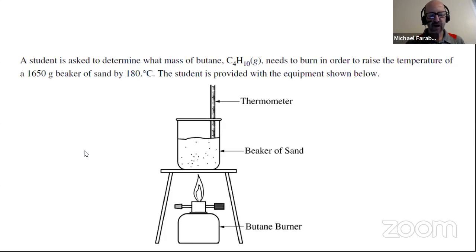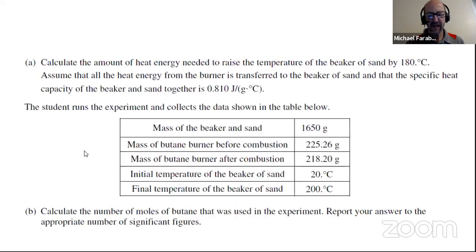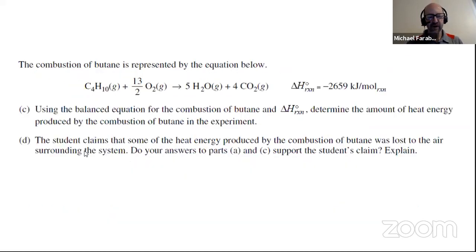You can see a picture of a beaker of sand with a thermometer in it and a butane burner underneath that is heating the sand. And there's information about what is happening. And there are parts to this question. This is part A and B. And there is also a part C and D. So again, at this point, you are going to answer parts A, B, C, and D on your own. And then go ahead and click play when you are ready to check your answers.